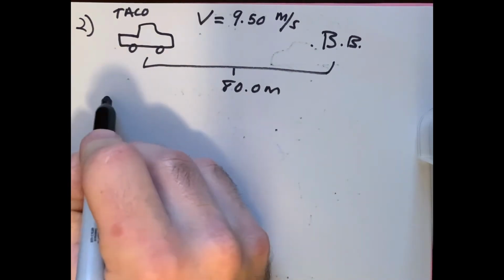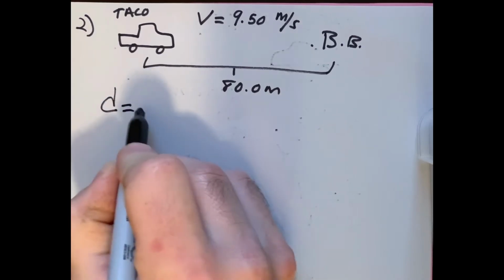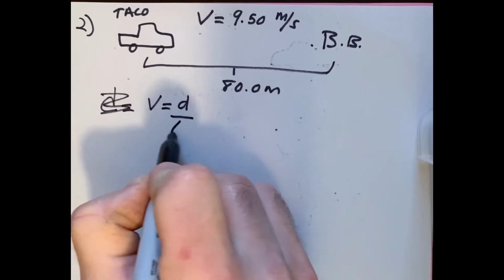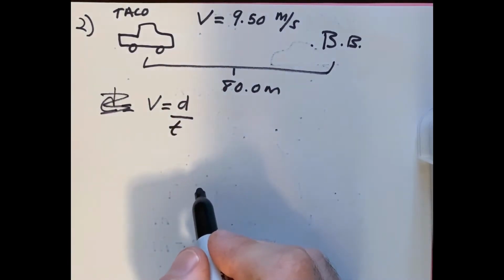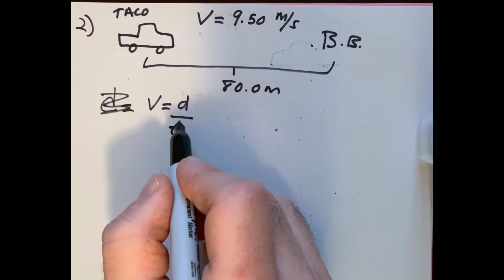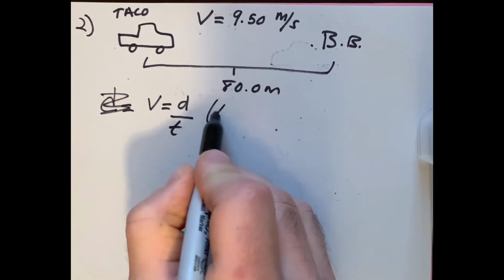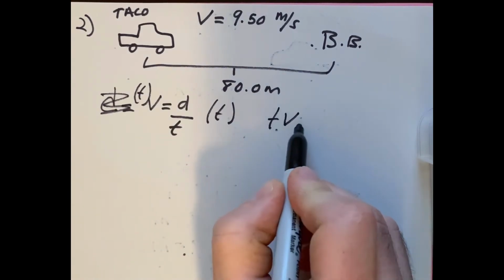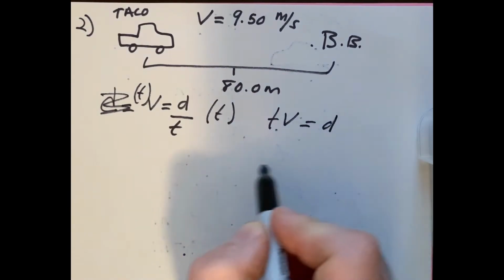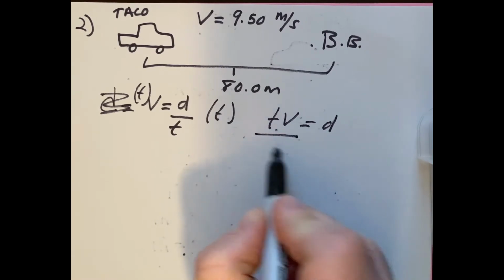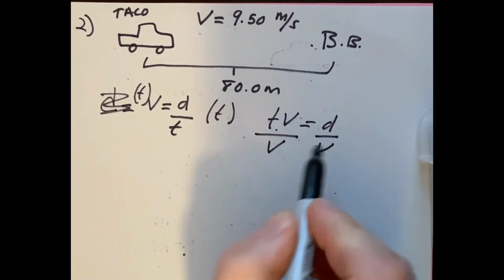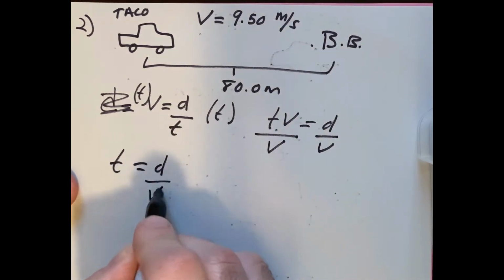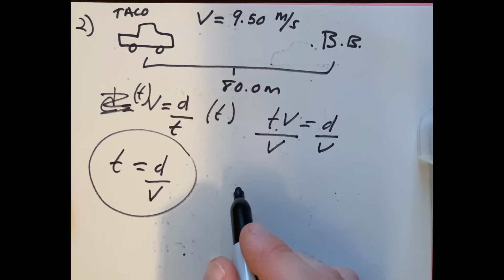All right, so let's use the basic formula we've been using all along. Velocity is equal to distance over time, all right? And I want to solve for time, so I need to isolate time. So let's go ahead and multiply both sides by time, like that. And I'm going to get that time times velocity is equal to distance. And then I will divide by velocity. And I'll end up with time is equal to distance divided by velocity. And that's what I want to plug my numbers into right there.